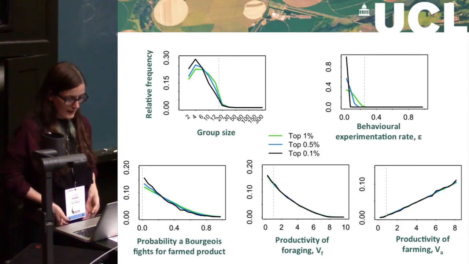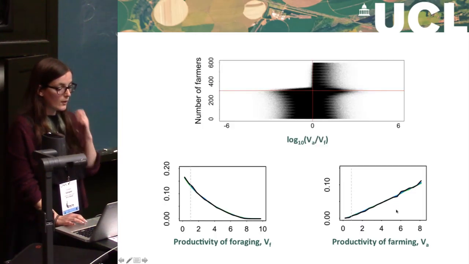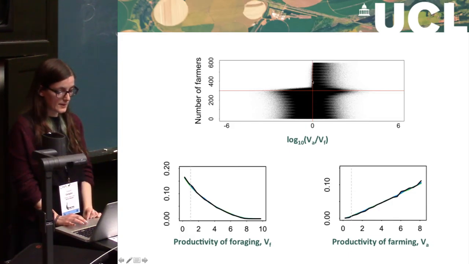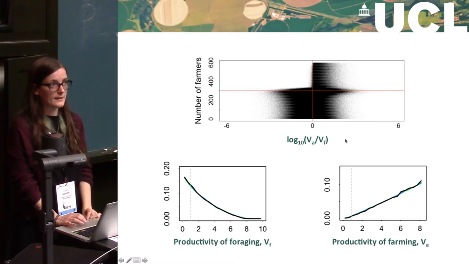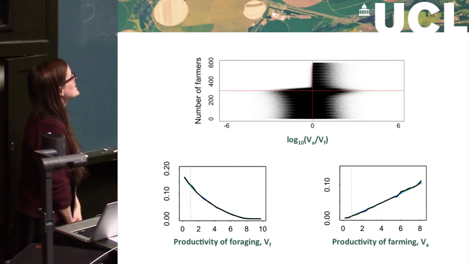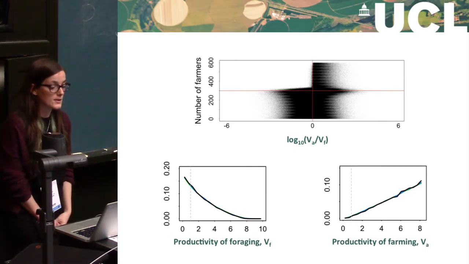We also had a look at the two productivities, and we plotted all of the 12 million simulations against the ratio between them. And actually what you see is for there to be a majority of farmers, this ratio can be negative. So the productivity of farming can actually be lower than that of foraging.